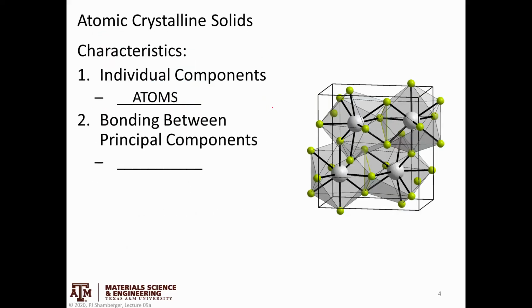So in order to get started, let's think about how we described these different systems before. And atomic crystalline solids, those are either things like metals or ionic solids, the individual components of that crystal structure are atoms. So in this case, this is an ionic solid, so there might be some cations and some anions, but the individual components are atoms. And the bonding between the principal components is strong primary bonding. And so in this case, that might be ionic bonding. In other cases, we might be talking about covalent bonding or metallic bonding, but the point is that this is very strong primary bonding. So bond enthalpies can be quite strong between individual atoms.